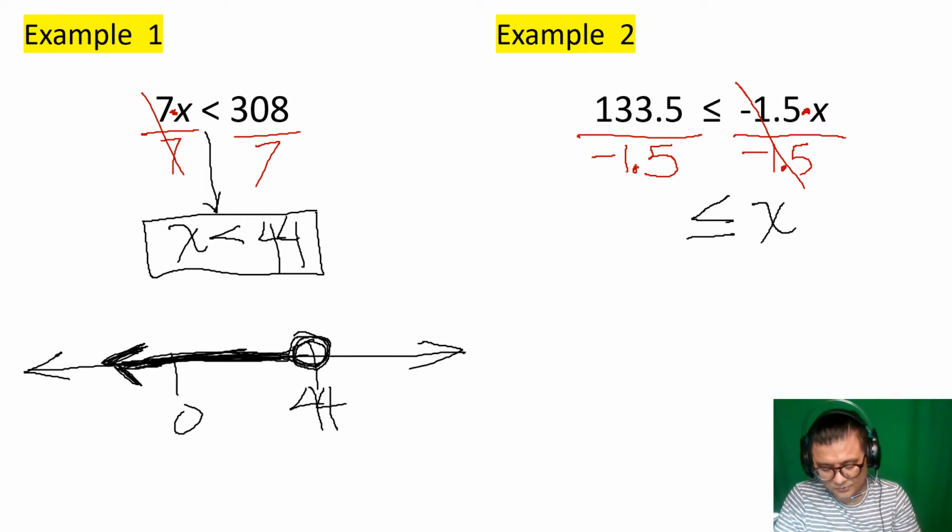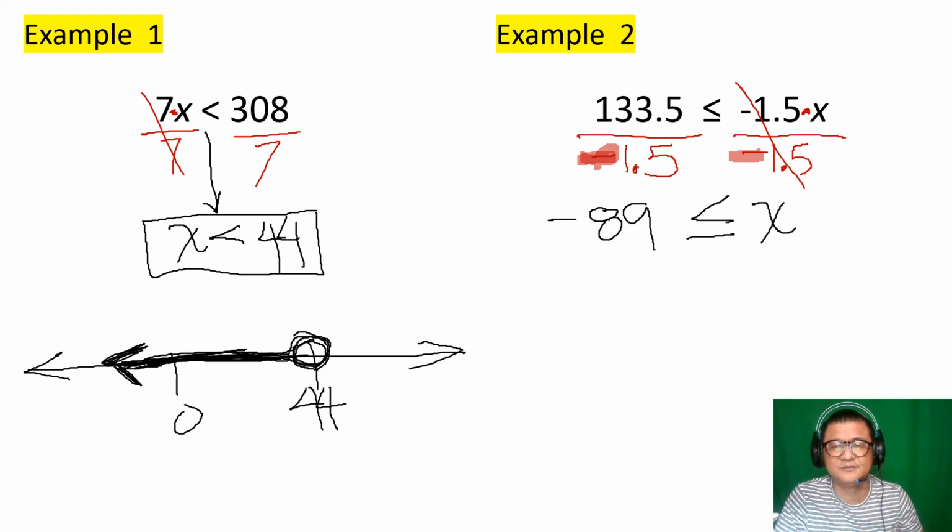So get your calculator, 133.5 divided by negative 1.5. The answer is negative 89. All right? But remember, there's a warning here. The warning: I divided by a negative. What will happen to the sign? The sign will flip. So x will now be, okay, adjust, flip it like that, negative 89.